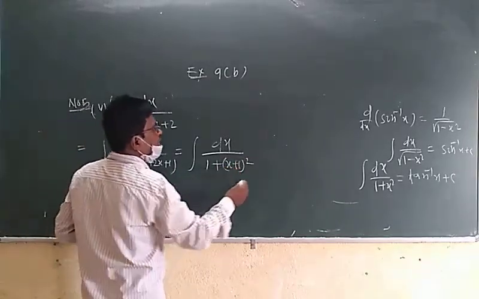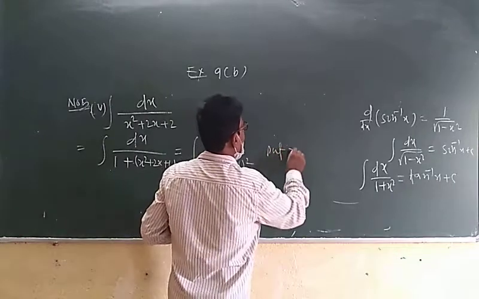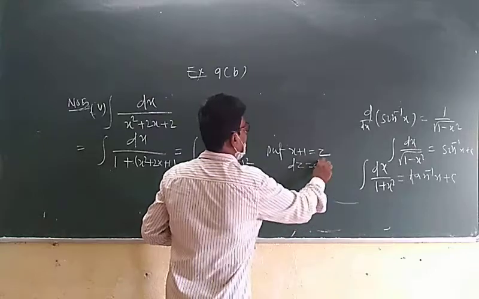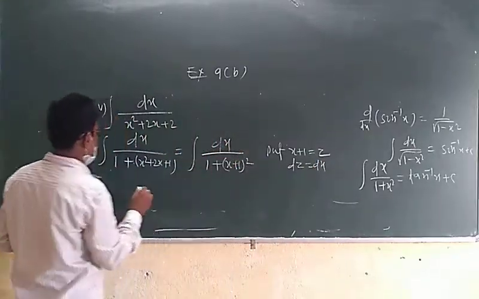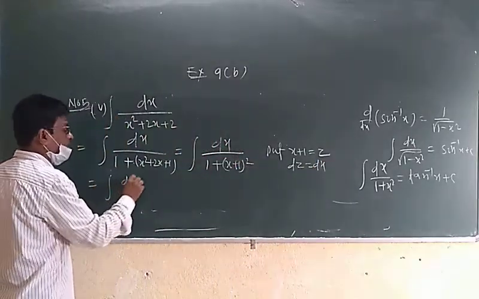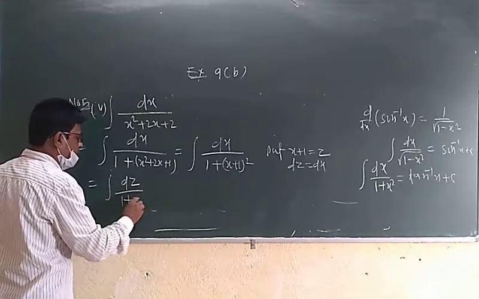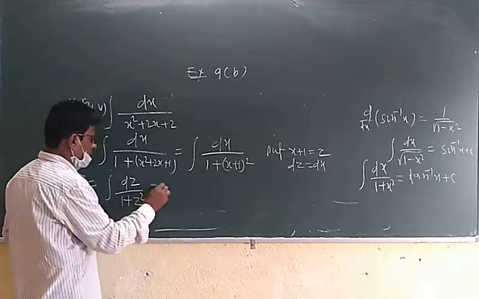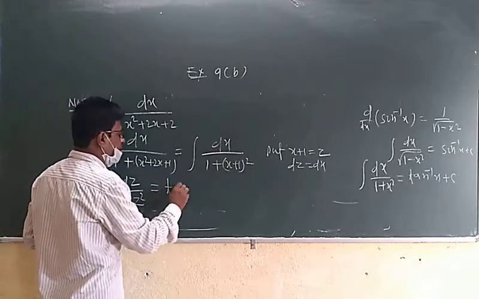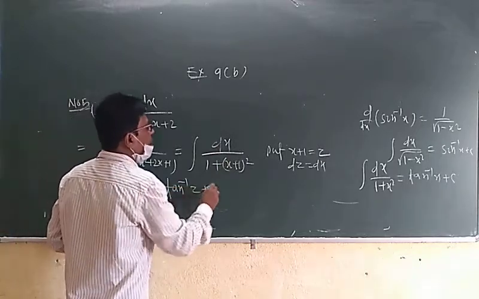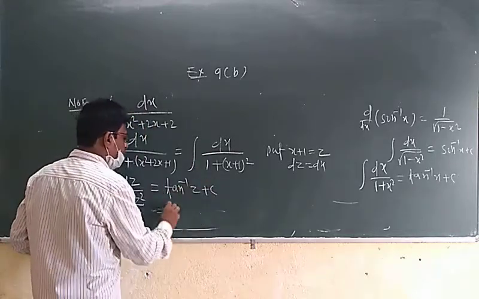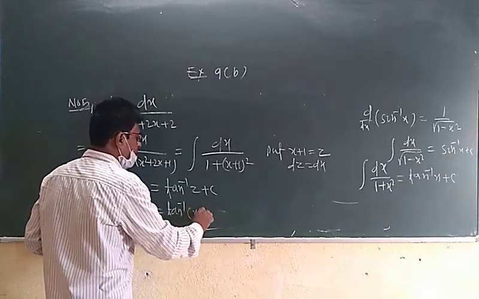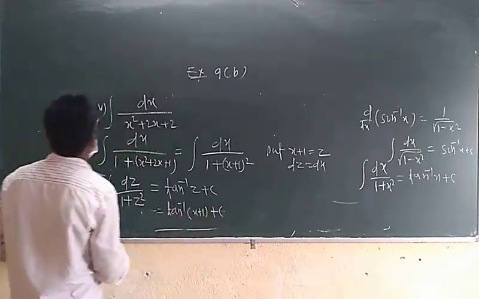Put x plus 1 is equal to z. So dz is equal to dx. Instead of dx, dz will come. So dz by 1 plus z square, which is the tan inverse form. So dz by 1 plus z square is equal to tan inverse z plus c. The value of z is x plus 1, so put the value of z: tan inverse of x plus 1 plus c. That is number 5. Number 5 is already complete.